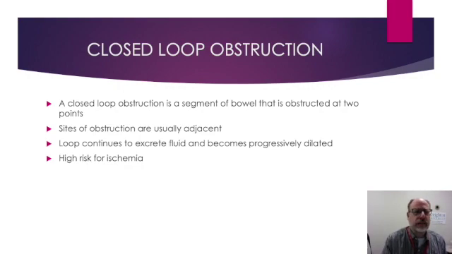Few more words about a closed loop obstruction. Closed loop obstruction is a segment of small bowel, as we said before, that is obstructed at 2 points. The sites of obstruction are usually immediately adjacent to one another. The excluded loop continues to excrete fluid and becomes progressively dilated. And for this reason, there is a high risk of ischemia.